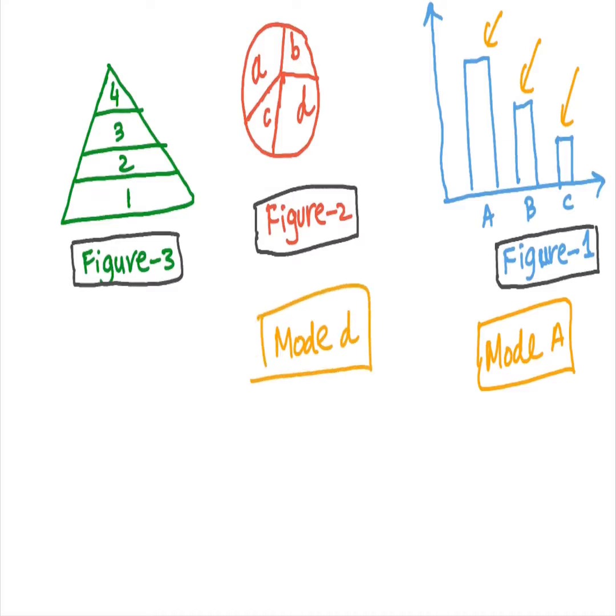Now we can go towards figure 3. Figure 3 is a triangle. So we have different parts of the triangle: 1, 2, 3 and 4. And we try to compare the areas of all these 4 parts. So we can see 4 is smaller than 3, and 3 is smaller than 2, and 2 is smaller than 1. So it means the mostly repeated area, the number which is mostly repeated, is definitely present in 1. Why? It has more area. So mode in figure 3 is 1.